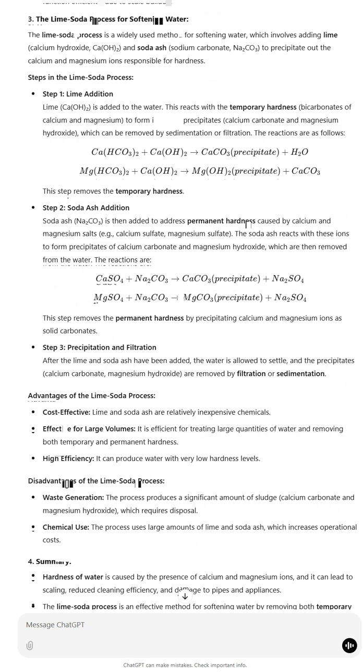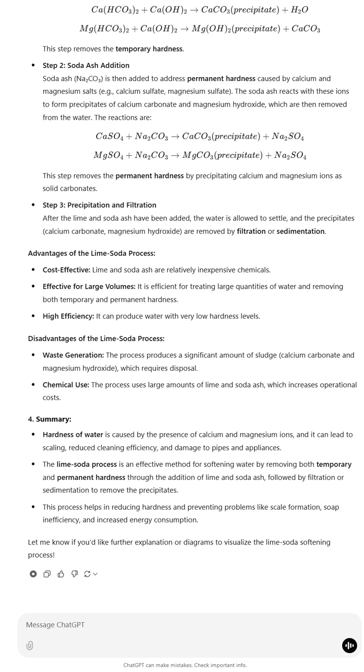Disadvantages of the lime soda process. Waste generation. The process produces a significant amount of sludge, calcium carbonate, and magnesium hydroxide, which requires disposal. Chemical use. The process uses large amounts of lime and soda ash, which increases operational costs.